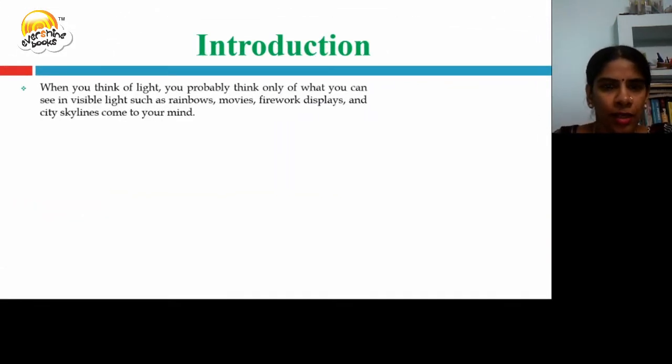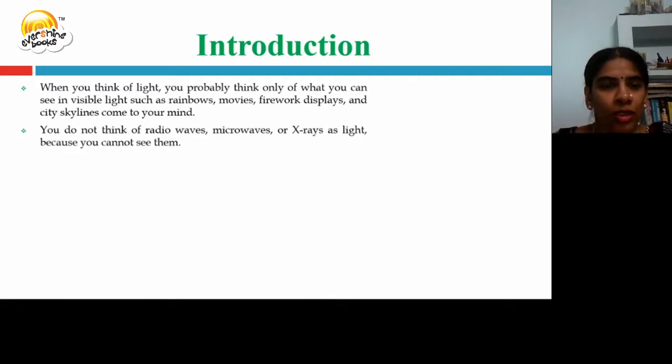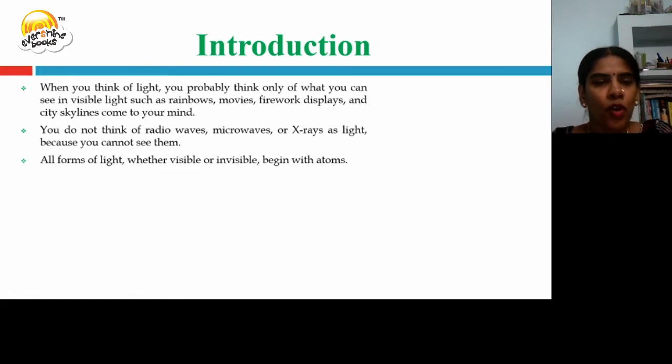When you think of light, you probably think only of what you can see in visible light, such as rainbows, movies, fireworks, displays, and city skylines. You do not think of radio waves, microwaves, X-rays, etc., because we cannot see them. All forms of light, whether visible or invisible, begin with atoms.